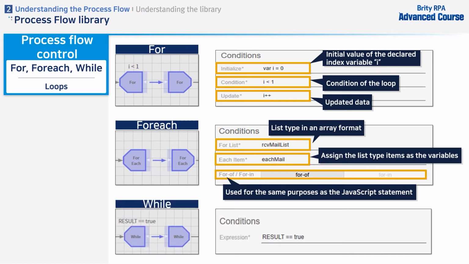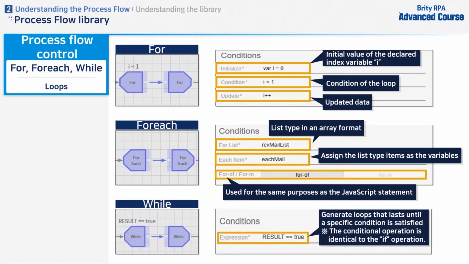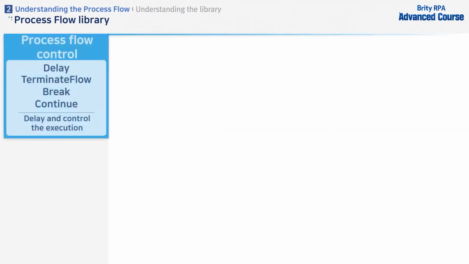The while activity provides an activity for generating a loop that lasts until a specific condition is satisfied. The syntax for conditional operation is identical to that of the if operation we have reviewed earlier. Lastly, the delay, terminate flow, break, and continue activities are used when a flow needs to be delayed or controlled otherwise. The delay activity is used to delay the process for the time set by the user.